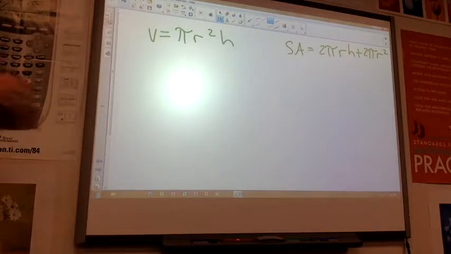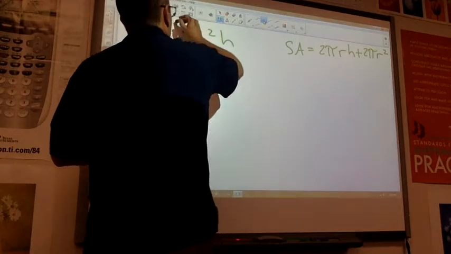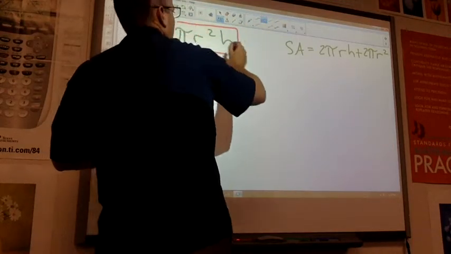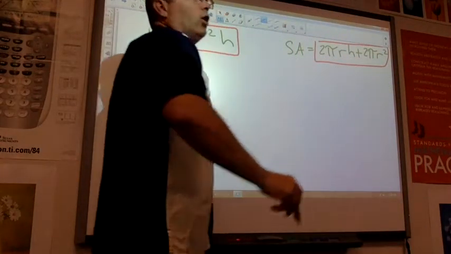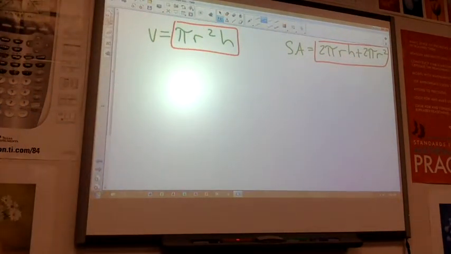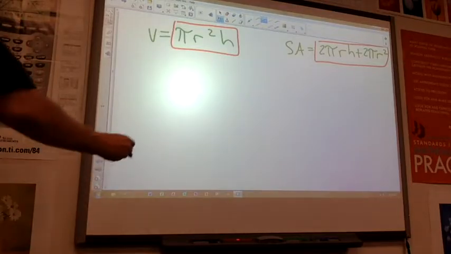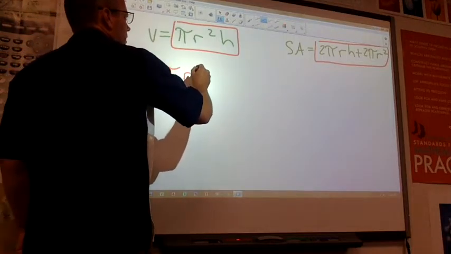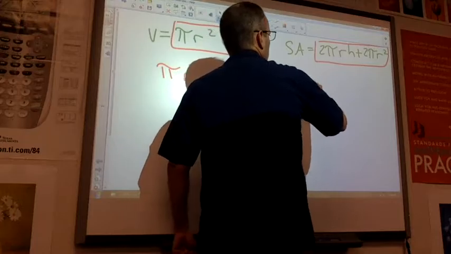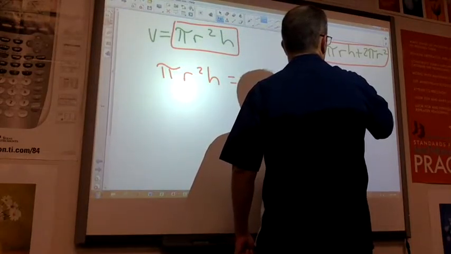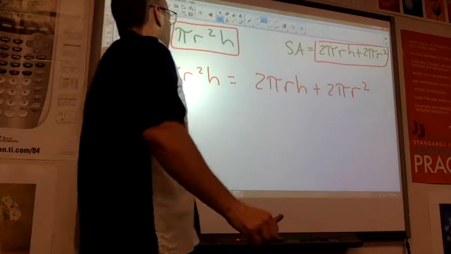So I'm going to take this, and I'm going to set it equal to this, because they told us it's the same. V equals volume. SA means surface area. All right, so they told us this is indeed equal to this. Is that all right?